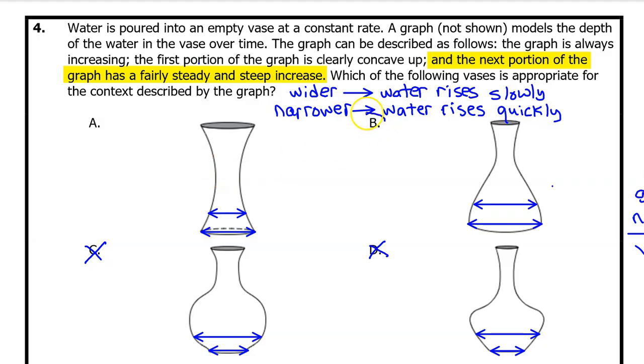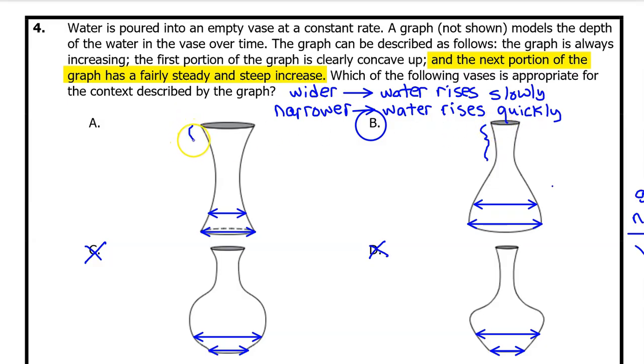I think you will agree that option B is the vase that best fits this description. It's more narrow than vase A, and even though it widens a tiny bit, it's pretty steady, it's pretty consistent in its width in the second interval.